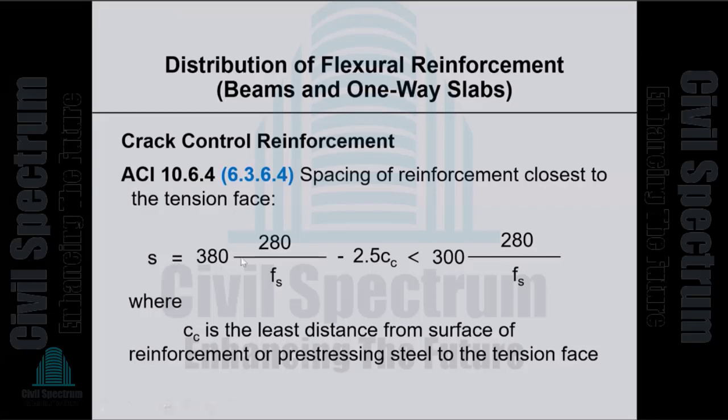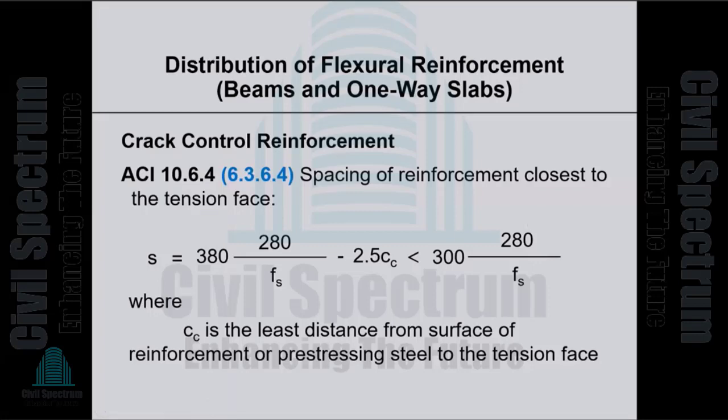380 times 280 over f sub s. f sub s is the stress in the tension reinforcement under service level loads, and we will talk about that. Minus 2.5 times clear cover. Now this has to be less than that. So the spacing of reinforcement closest to the tension face shall not exceed this value, which must be less than that value. Okay, and you will see numbers.